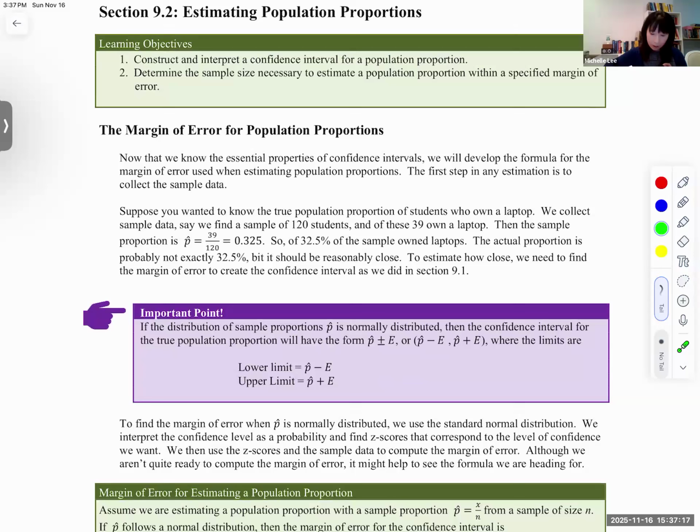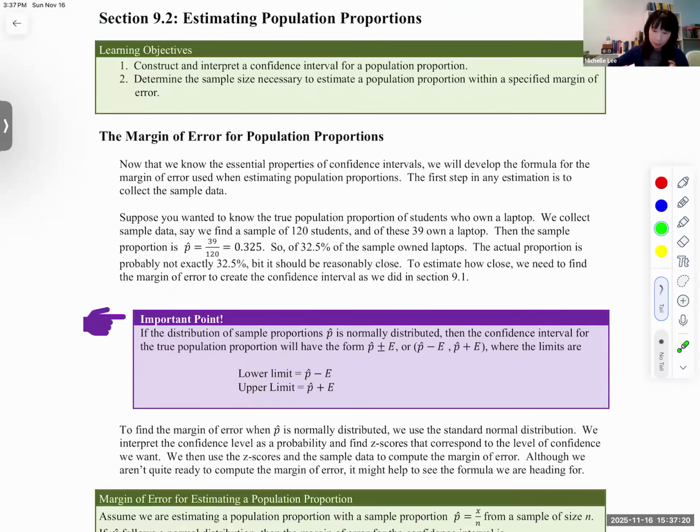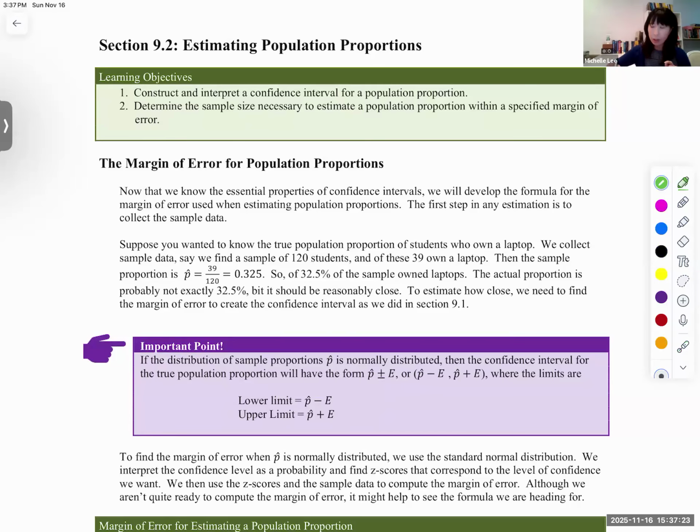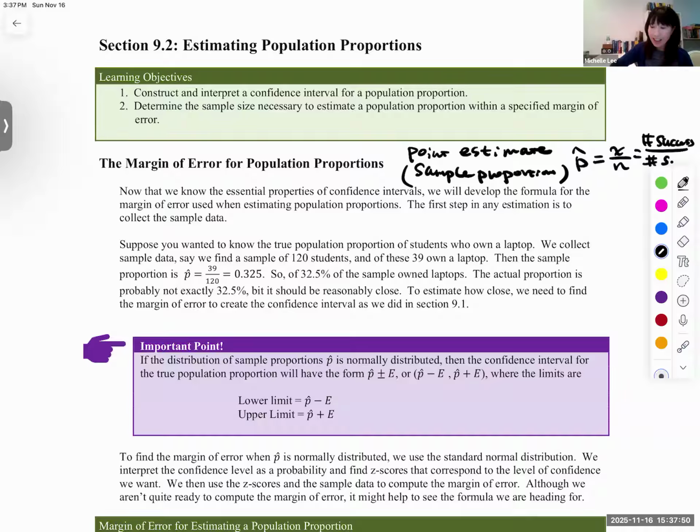First of all, let me write down estimating. We have a point estimate. That is the same as a sample proportion, right? That is p hat, which is x over n, where x is the number of successes over the sample size. Then we have an interval estimate.